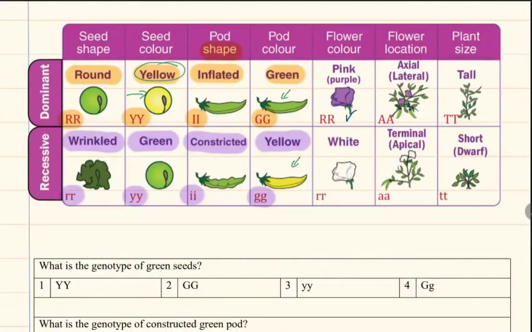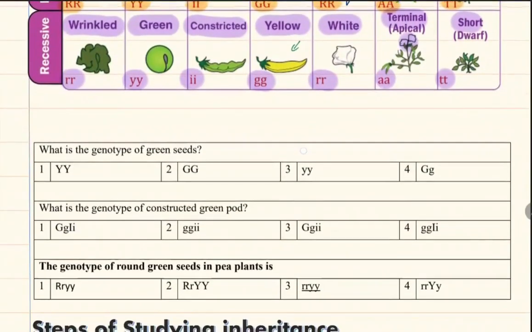Let's see here. If we have pink flowers, that's going to be R capital. If we have white flowers, that's going to be R small. If we have axial flowers, that's going to be A capital. If we have terminal, the flower at the top, here the flowers are not at the top of the plant. Here the flowers are at the top of the plant, that is going to be A small. If we have tall plant, that's going to be T capital, and the recessive of it, short, which is T small.